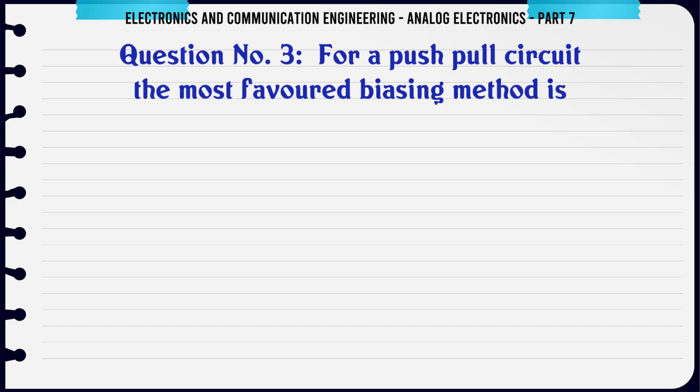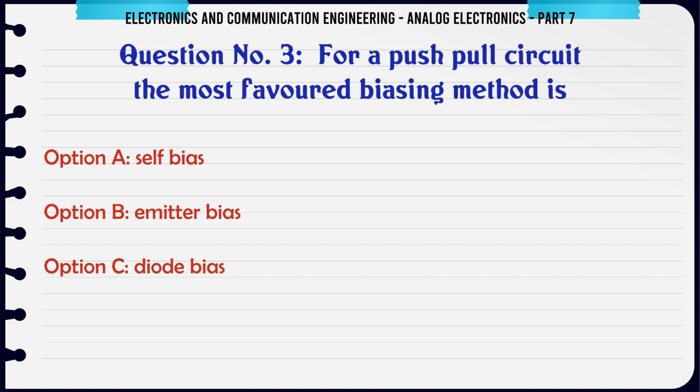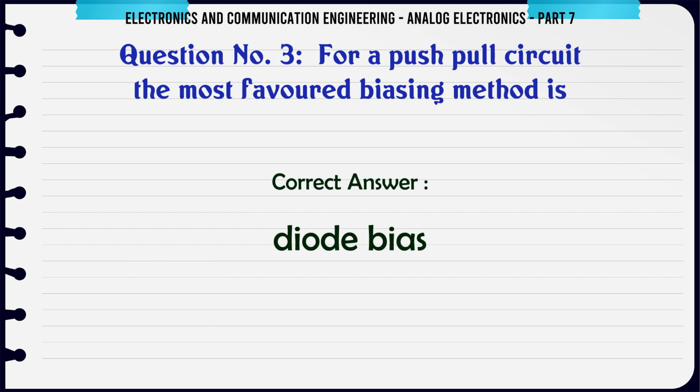For a push-pull circuit, the most favored biasing method is A. Self-bias, B. Emitter bias, C. Diode bias, D. Collector bias. The correct answer is diode bias.